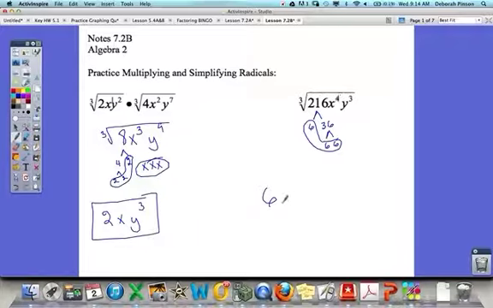3 goes into 4 one time with 1 left over. And 3 goes into 3 one time with nothing left over, so no y's. So I have 6xy cubed root of x.